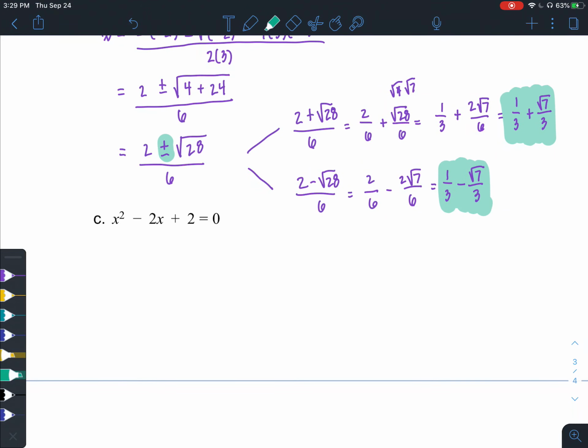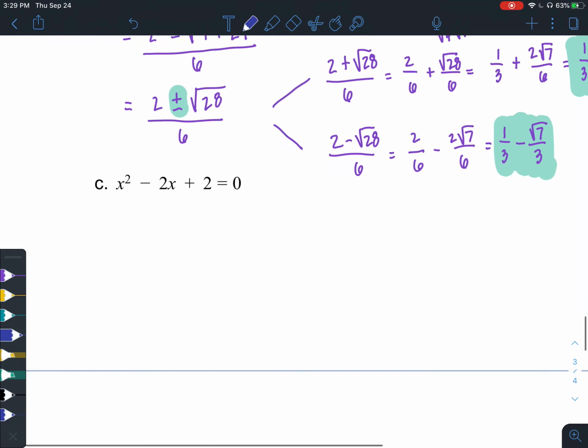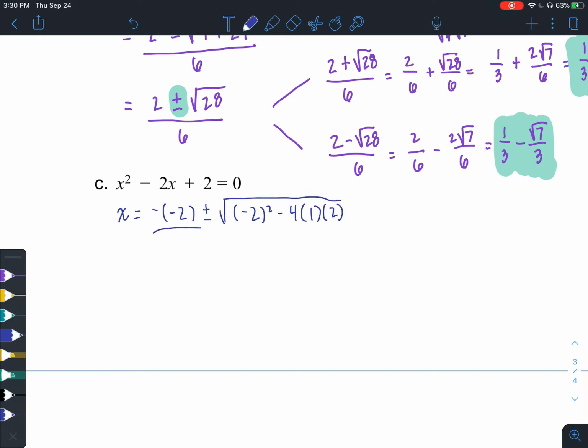Okay, so that was just an easy one. We do want to try one where we get a non-real answer. So let's go ahead and do this next one. I'm going to kind of rush through it here. So we get x equals negative b plus or minus the square root of b squared minus 4ac all over 2a.